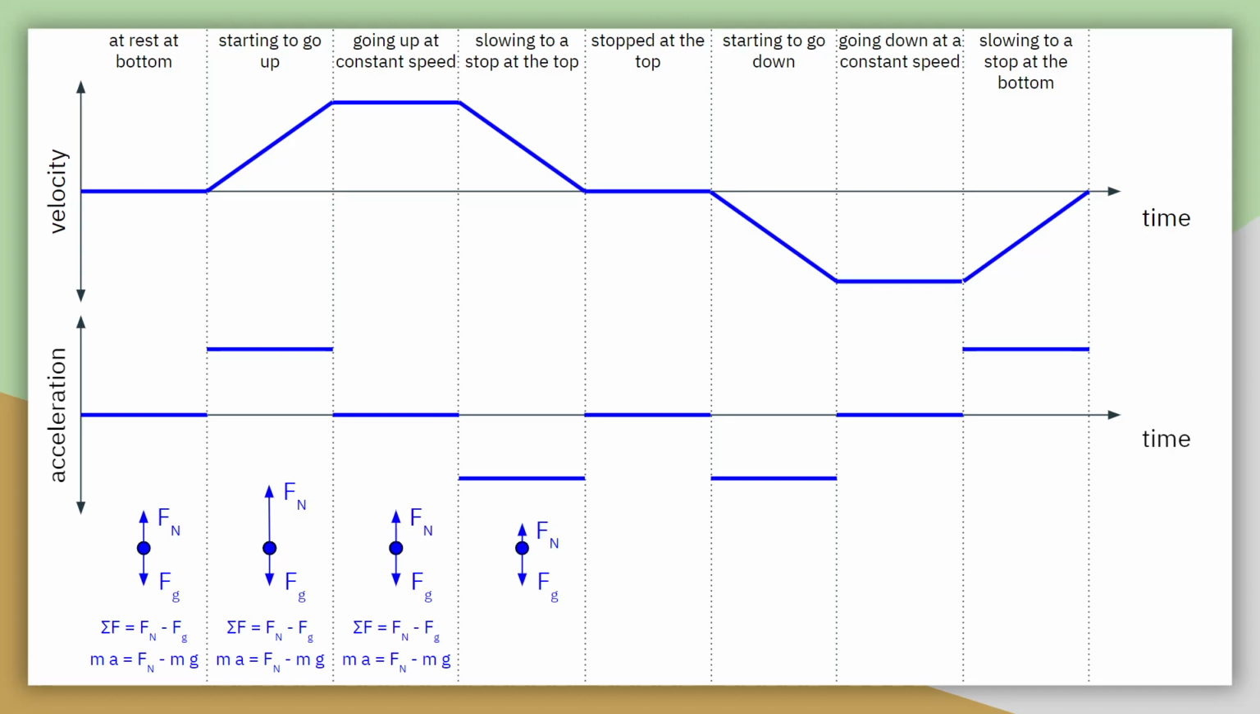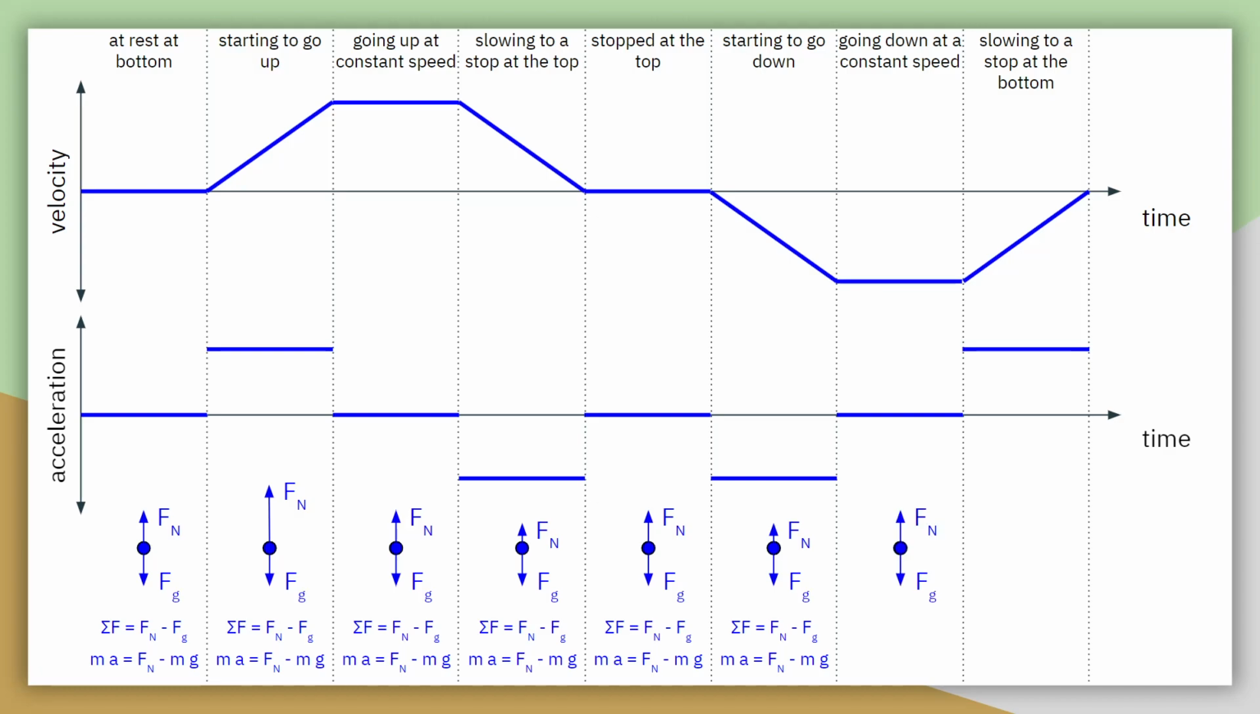When it's slowing to a stop at the top, our force normal would have to decrease to allow a downward acceleration. When it's stopped at the top, forces are balanced because the acceleration is 0 again. When we are starting to go down, downward acceleration, less force normal than force gravity. When the elevator and the passenger are going down at a constant speed, forces are balanced, and the acceleration is 0. And then finally, slowing to a stop at the bottom, we have a larger force normal than our force gravity, and that is explaining the upwards acceleration.